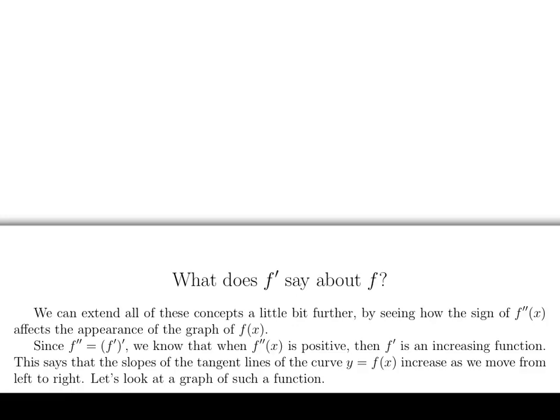Now f double prime is just f prime prime. So we know that when f double prime is positive, then f prime is an increasing function. So this says that the slopes of the tangent lines to the curve of y equals f of x increase as we move from left to right. The slopes are increasing, not that the function is increasing. Well, let's take a look at a picture.